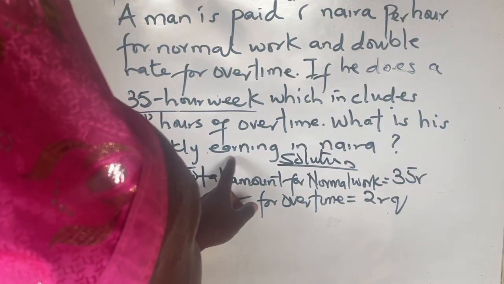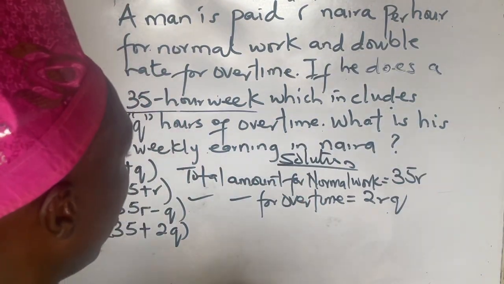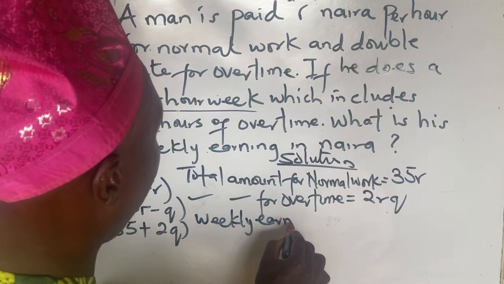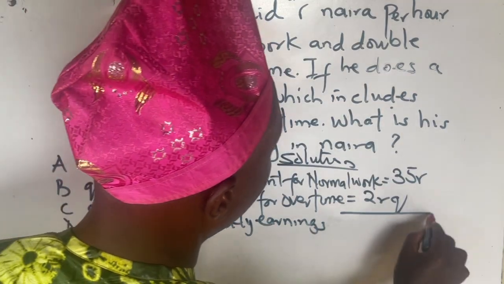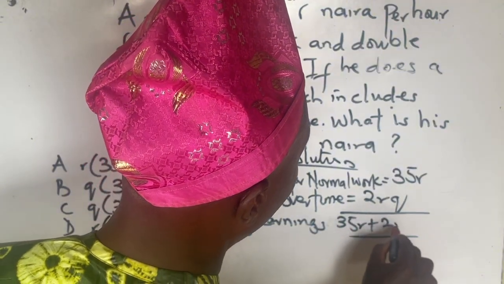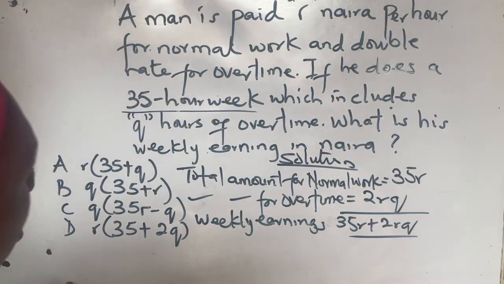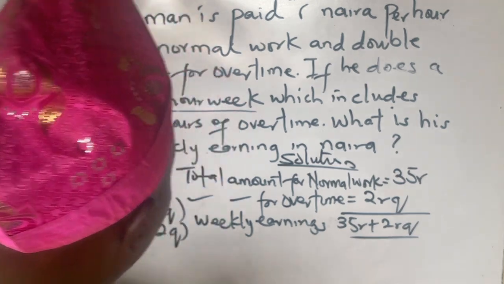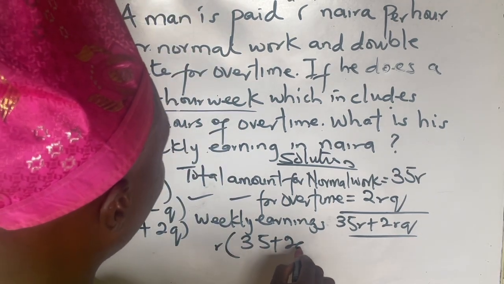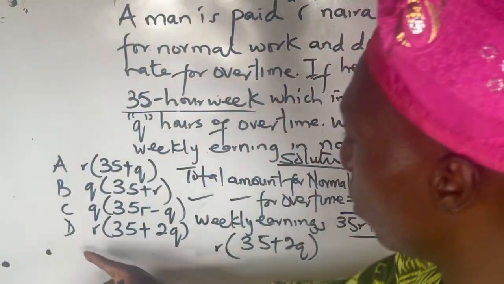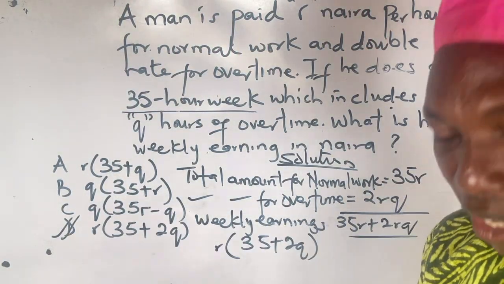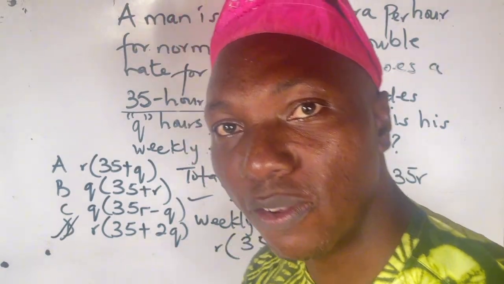What is his weekly earning? So the total amount, the weekly earnings, will be 35R plus 2RQ. So let me factor out the R. R is common. I am left with 35 plus 2Q. Let's compare our solution. That's option D, R(35 plus 2Q). The secret to rate is that ability to cancel units.